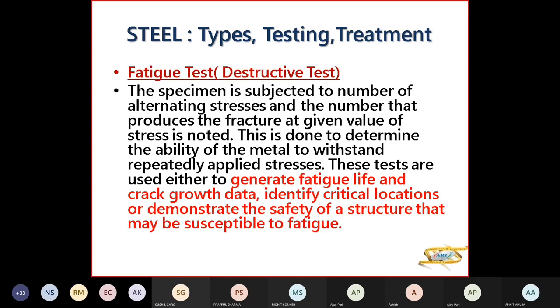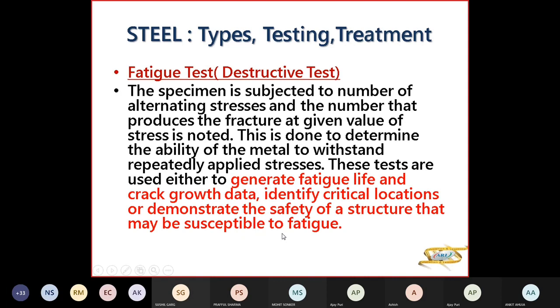So fatigue test basically a specimen is subject to a number of alternating stresses, and the number of these alternating stresses which produces a fracture is noted. So here you can find out the ability of the metal to withstand repeated alternating stresses. So your test is to generate fatigue life. How much will be the life in this fatigue? What will be your crack growth data? What areas are your critical locations or demonstrate the safety of structure which can have fatigue?